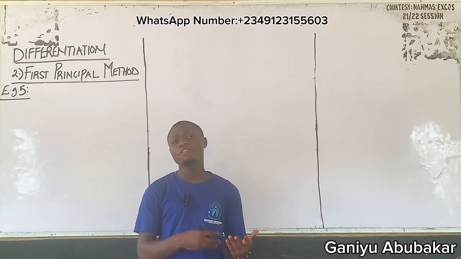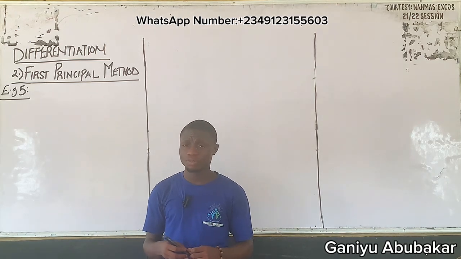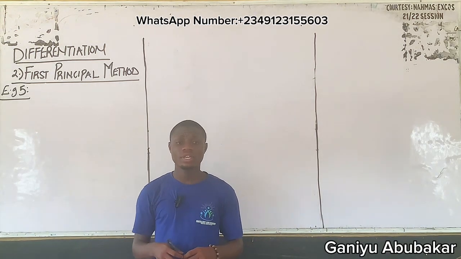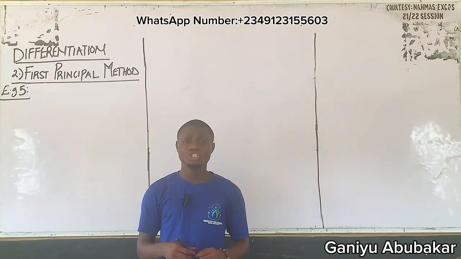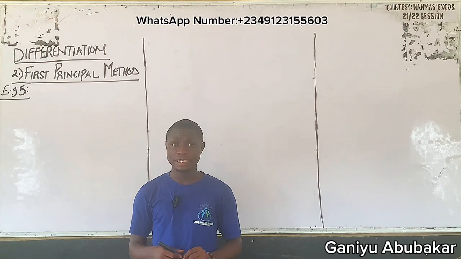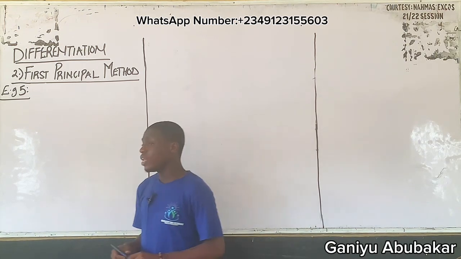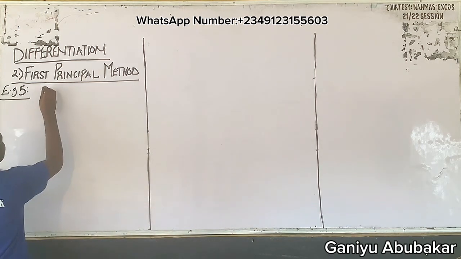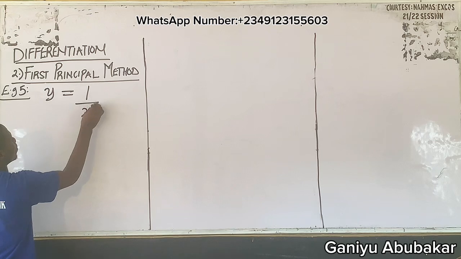Let's look at the fifth example under the first principle method of differentiation, and then we'll look at the third method of differentiation, called the chain rule method, in our next video, or perhaps in the next class. Let's say I have that y is equal to 1 over x squared.